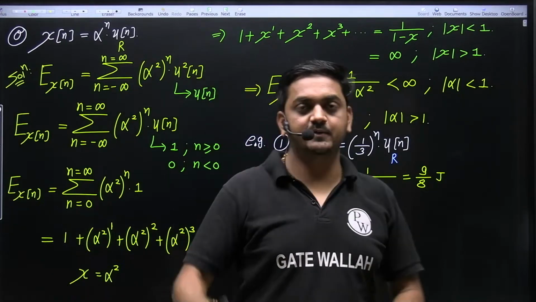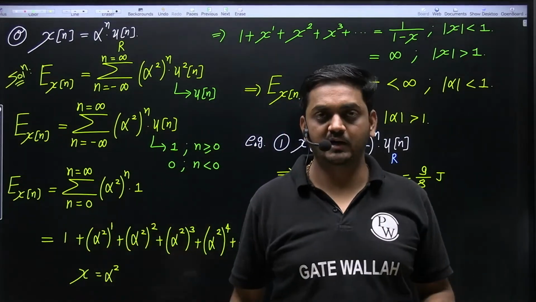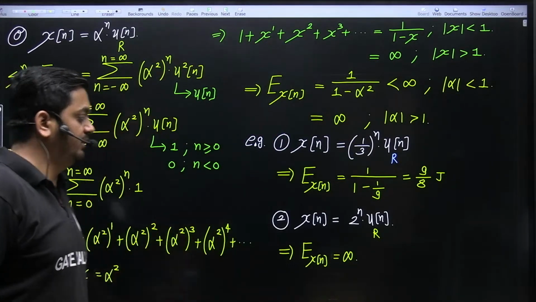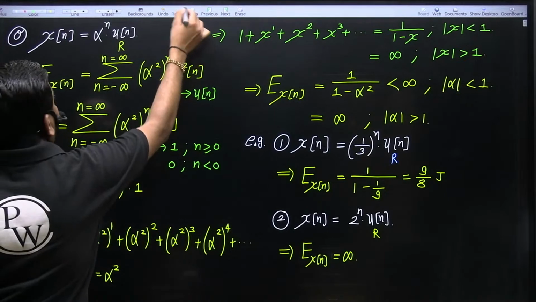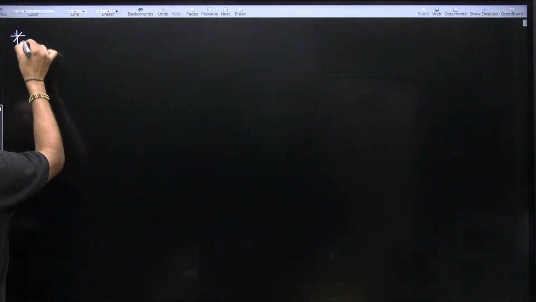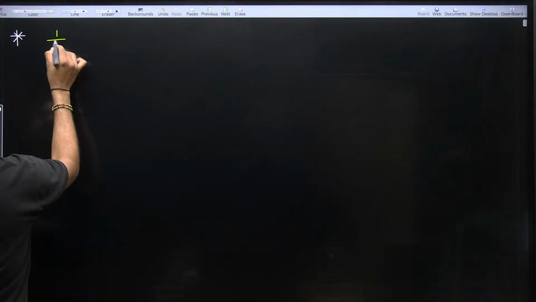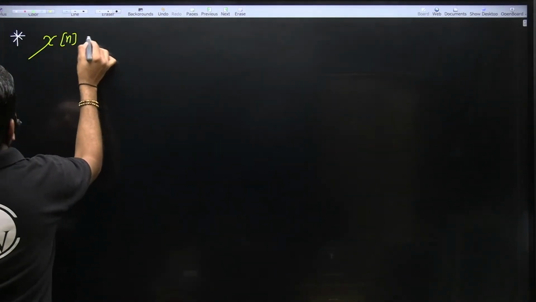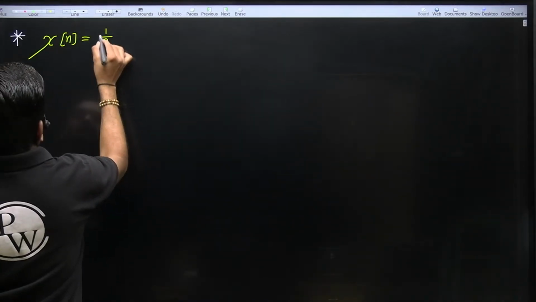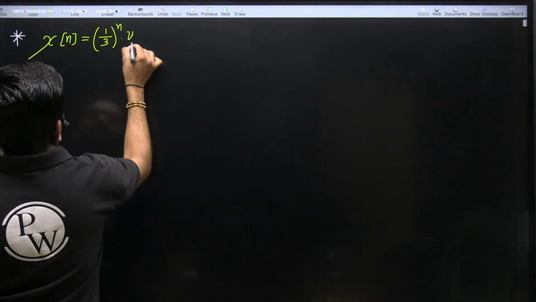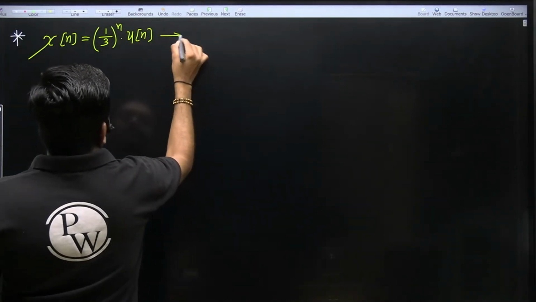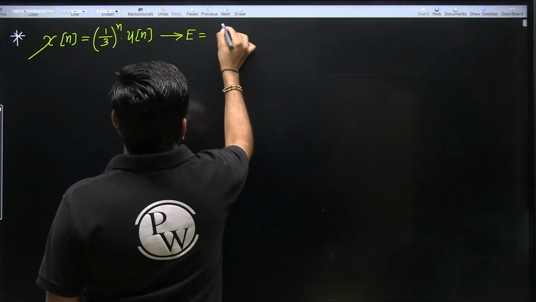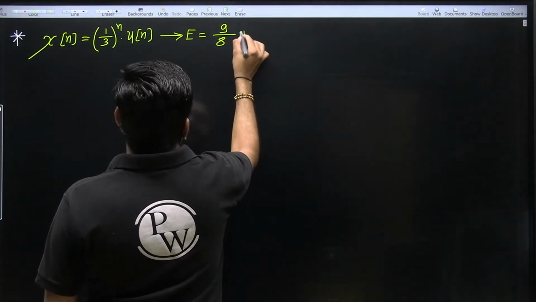In the similar way, if it is decreasing left side, then the energy will be finite. If it is increasing right side, then the energy will be infinite. Clear to each and everyone? Is this clear to each and everyone? So here, for x of n equal to 1 by 3 power n into u of n, what is the energy, guys? We got 1 upon 1 minus alpha square.